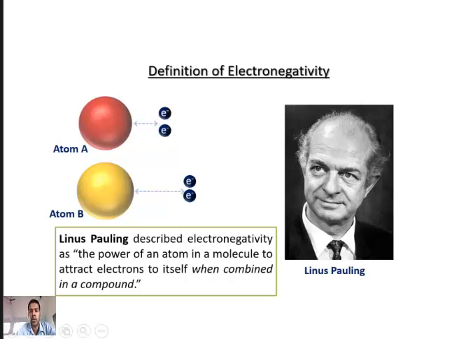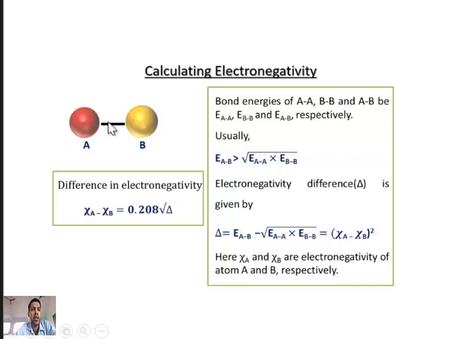Linus Pauling also calculated the magnitude of this tendency. This can be understood in two different ways. Consider that an atom A and atom B form a molecule that is diatomic in nature, and it is formed from molecule AA and molecule BB.